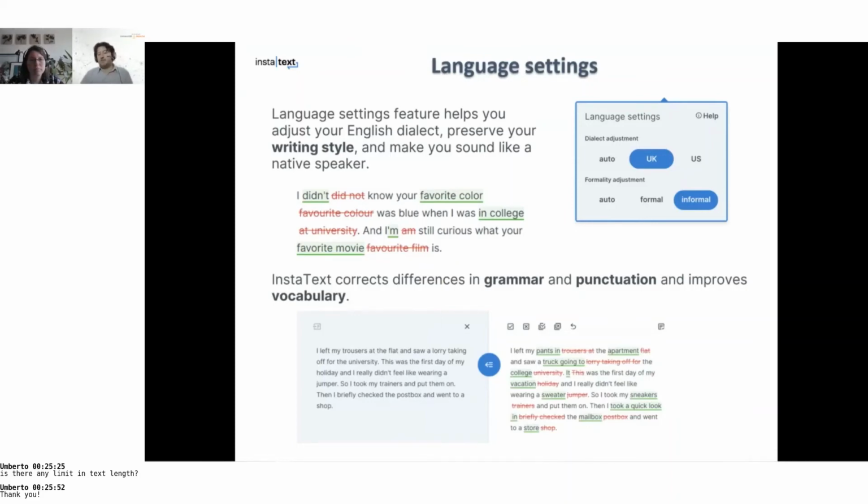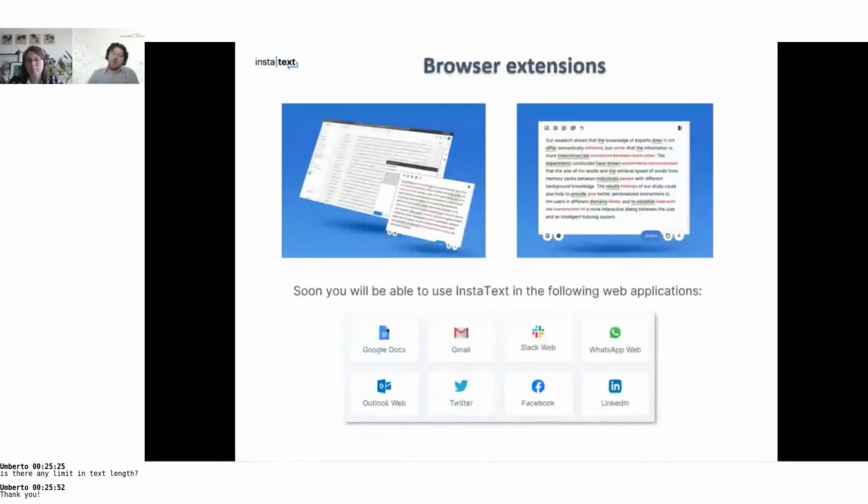And you can simply fix this: let's choose the language, the dialect to be US, and my language, I want it to be formal for academic writing, and I won't have to worry about this anymore. And the important novelty is coming now in May.